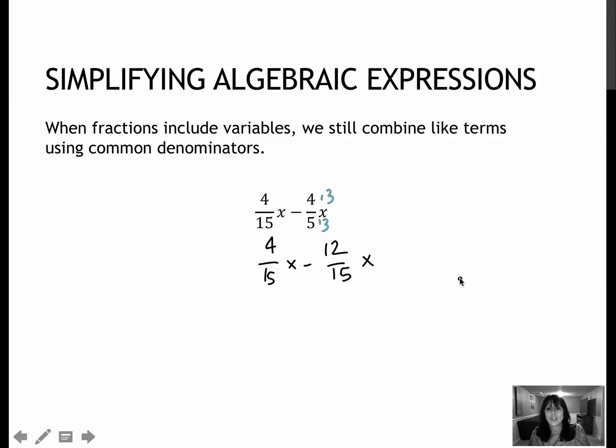The x doesn't change anything. I'm still going to keep, flip, change. That gives me 4 and negative 12, which is of course negative 8/15. And don't forget that there was an x on there. So nothing has changed. We just happen to have an x as a part of the question.